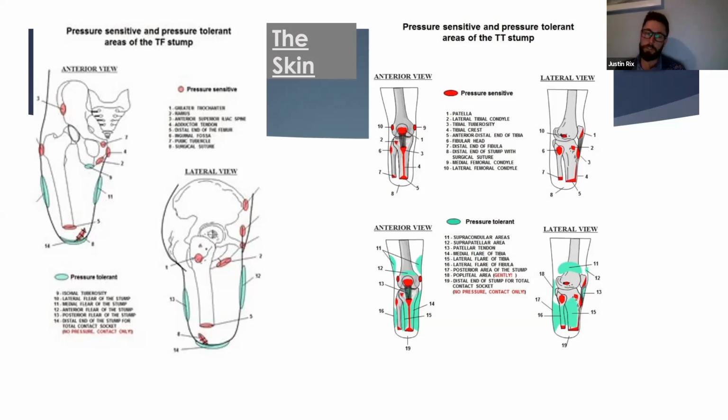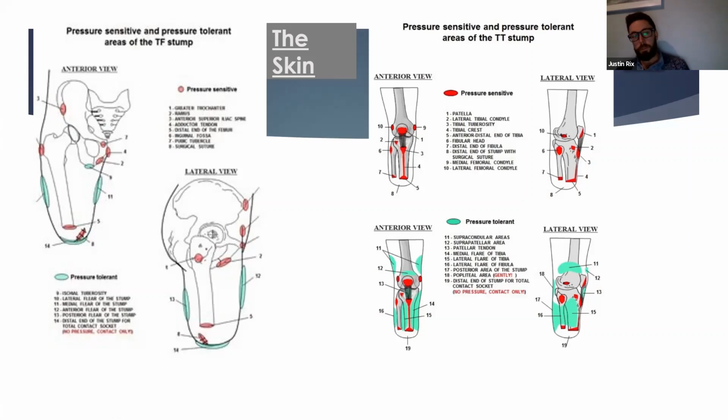A lateral pressure is required along the femur. This is to keep the distal lateral aspect away from the end of the socket. If there's too much pressure in this particular area, we end up with an osteophyte buildup.